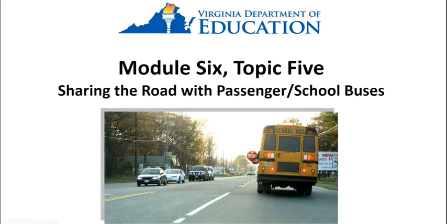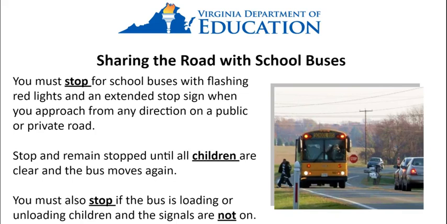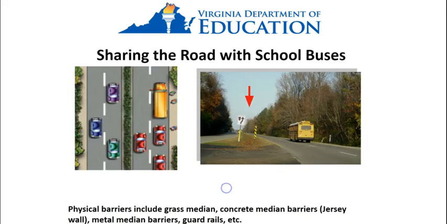Sharing the road with passenger and school buses. For a school bus, you must stop when the flashing lights are on. You must remain stopped until all the children are clear, which means they are on the curb or in their driveway. You must also stop if the bus is loading or unloading children and the signals are not on. They should be on, but if you see kids getting off a school bus, you need to stop for them.